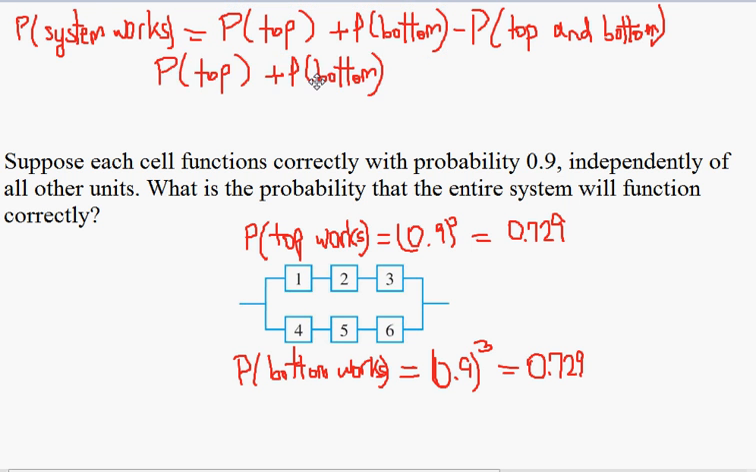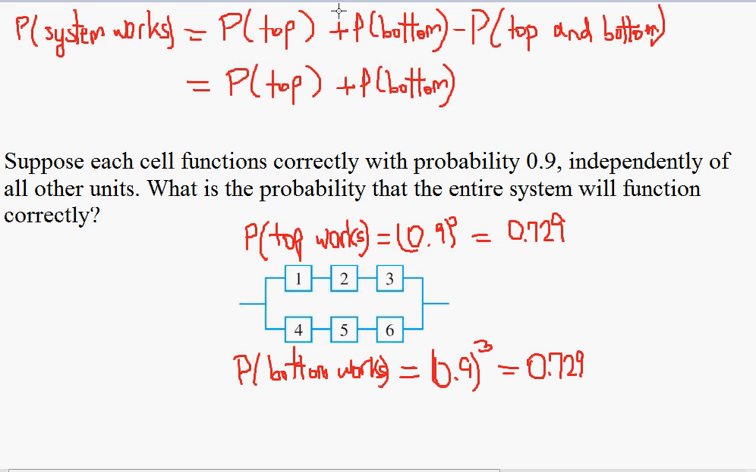Okay, so before I plug in numbers, we have the probability of the top plus the probability of the bottom, so let me copy that here. Now everything's independent. The top is independent of the bottom, and so this AND here is a multiplication, just like these were multiplications. And because we're multiplying, because the events are independent, we can just simply multiply blindly without worrying about the conditional probability. So minus the probability of the top times the probability of the bottom.